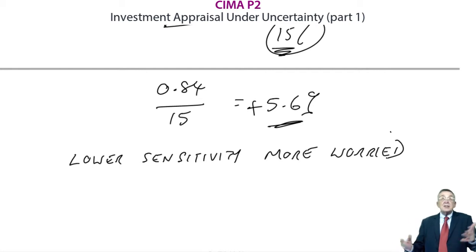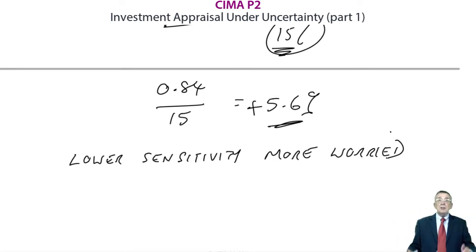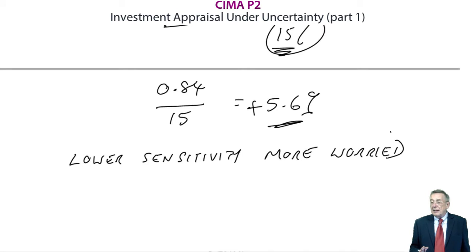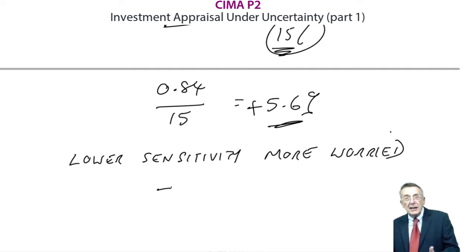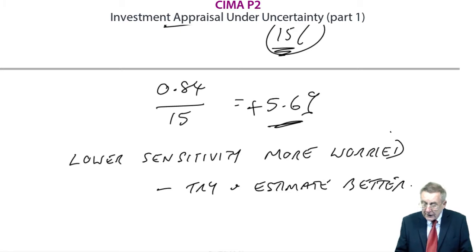If the sensitivity was 80%, well, the chances of being 80% wrong in my estimate are tiny, no problem at all. If the sensitivity is 1%, then a very tiny change, and the project's not worthwhile. So the lower the sensitivity, the more worried we are, and as a result, you'd spend more time trying to estimate more accurately. Try and estimate better. They're the ones you need to focus on, the ones with a low sensitivity.